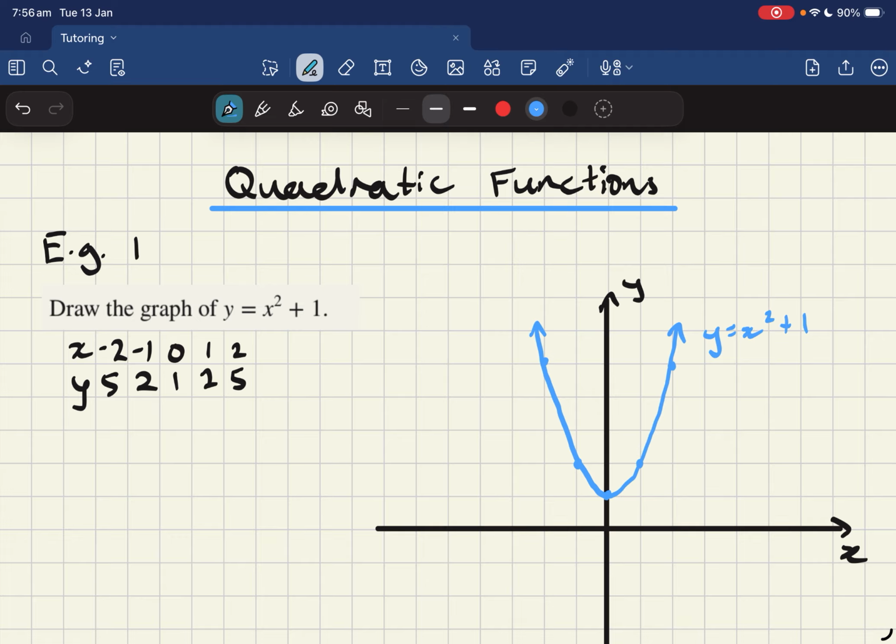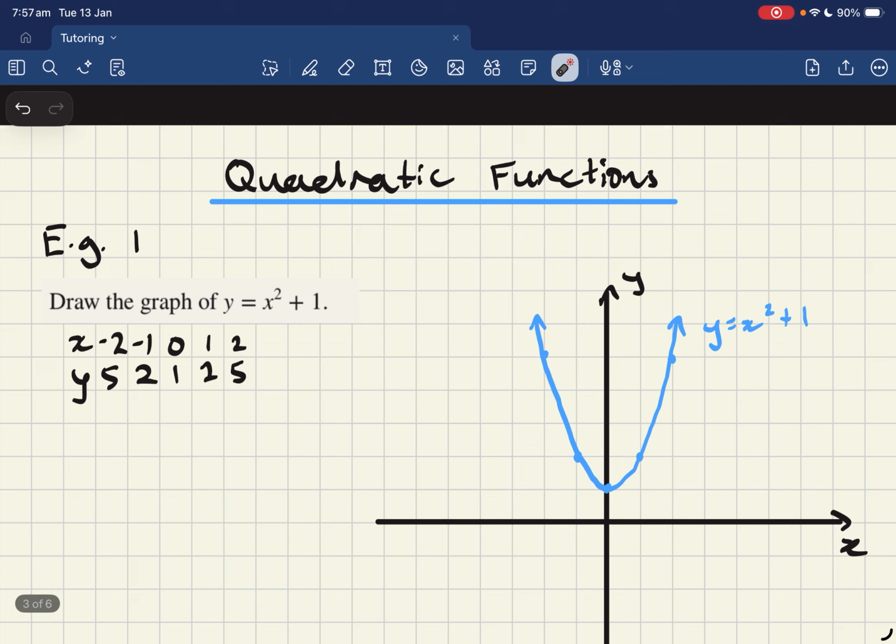Now this has all the features we talked about before. The 1 shifts the graph up so that now the y-intercept is at 1. The coefficient in front of x squared is positive, so it's going to be one of these parabolas that looks like this with a minimum turning point. Now I'm just going to label the minimum turning point because you want to show all of your features. So the minimum turning point is at the coordinate 0, 1. So we're filling in our table of values and sketching up our parabola.